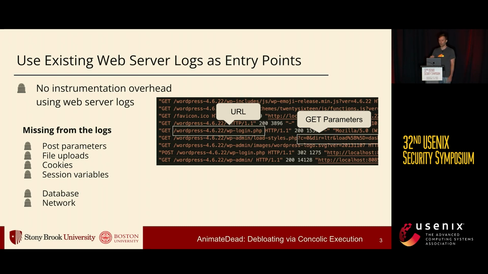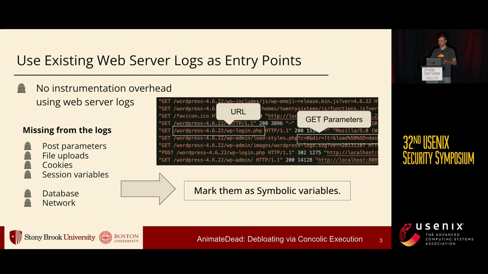And then we want to have an analysis that works for all of these unknown parameters and all the states of the database and all states of the network. So our idea here was to mark all of these unknown sources of information as symbolic, populate all the other variables that we know from the web server logs, and then run the application in our emulator.